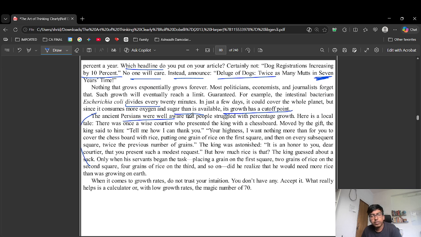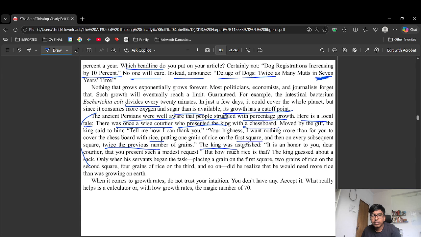The ancient Persians were aware that people struggled with percentage growth. Here is a local tale. There was once a wise courtier who presented the king with a chessboard. Moved by the gift, the king said to him, "Tell me how I can thank you." "Your Highness, I want nothing more than for you to cover the chessboard with rice, putting one grain of rice in the first square, then on each subsequent square, twice the previous number of grains."